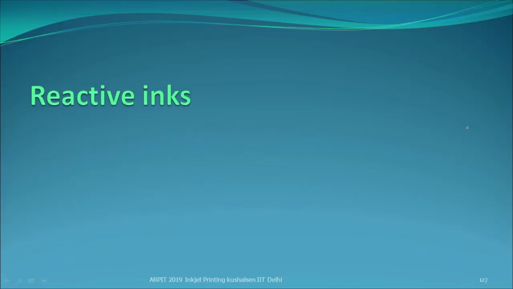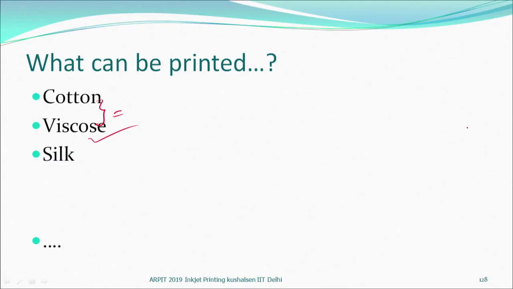Then we have special inks like reactive inks, which are only for textiles. And which kind of textile? Cotton, viscose, silk, all of them can be printed by using reactive inks.